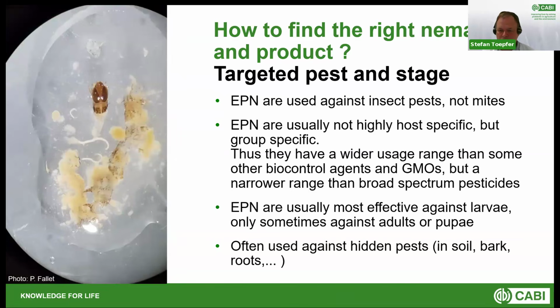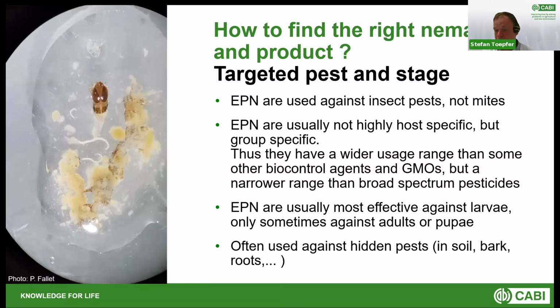Nematodes are usually not highly host specific. They are group specific. So there are nematodes which will kill beetle larvae. There are nematodes which will kill fly larvae. So they have a wider usage range than some other biocontrol agents, but they have a narrower range than a broad spectrum pesticide. So you cannot use one nematode against everything. So there are different species of nematodes, and you can kill certain groups of insect pests.